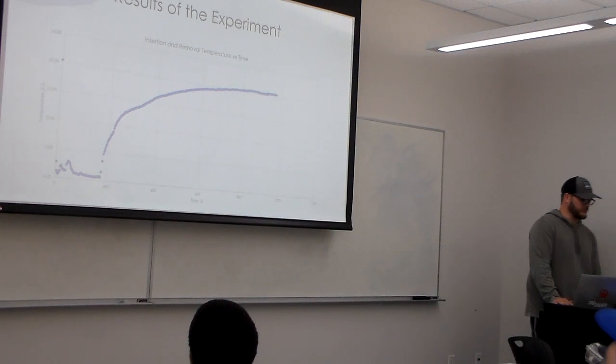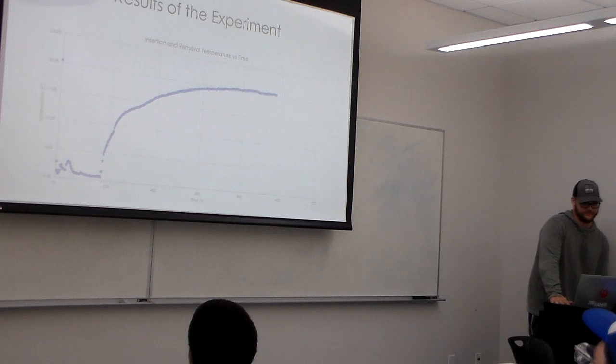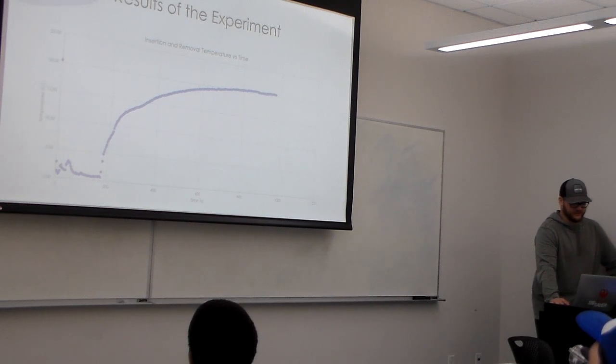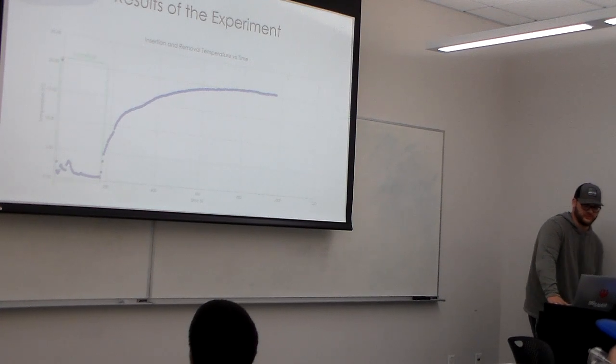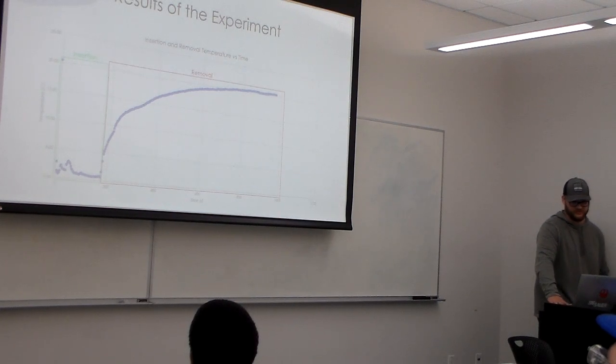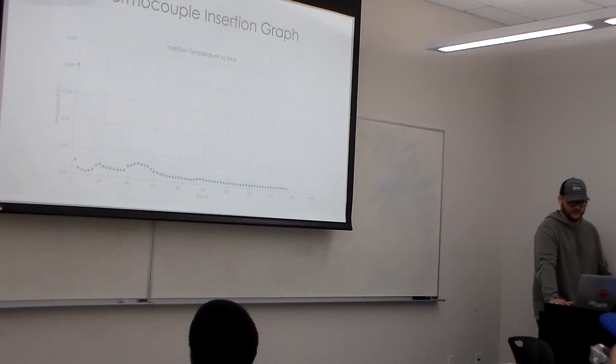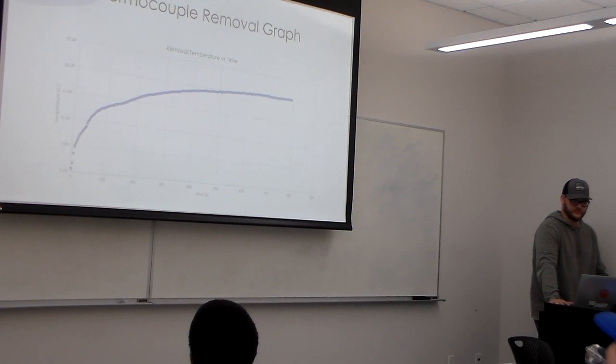As you can see, the results of the experiment: in the beginning, the data acquisition probably started late. You can see one point up at about room temperature, and then it sharply drops down to nearly freezing temperatures. Whenever it was removed, temperature started to rise. The plot is shown separately, insertion and removal.